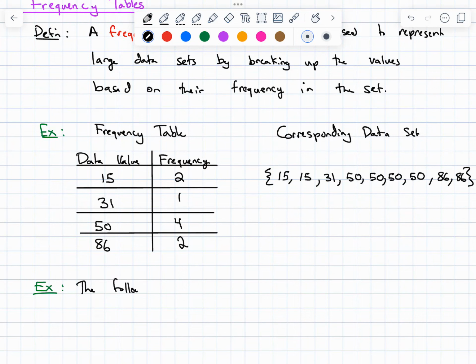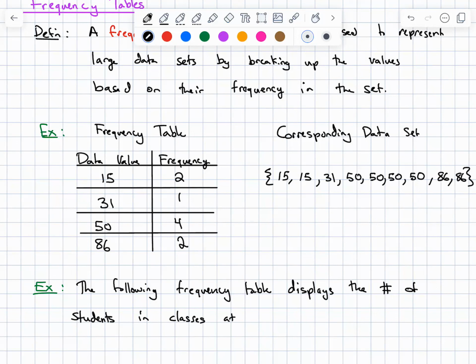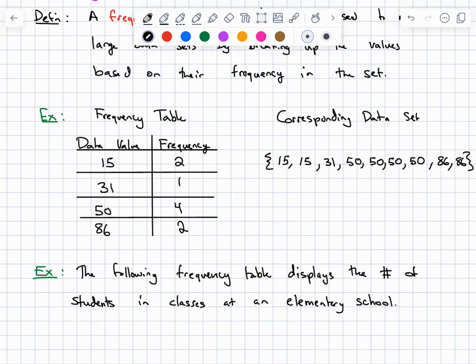The following frequency table displays the number of students in classes at an elementary school. Find the mean, median, and mode.